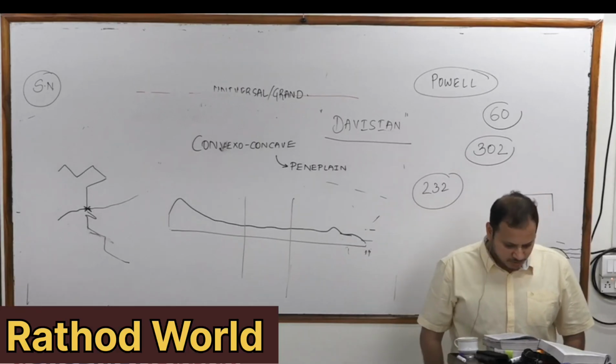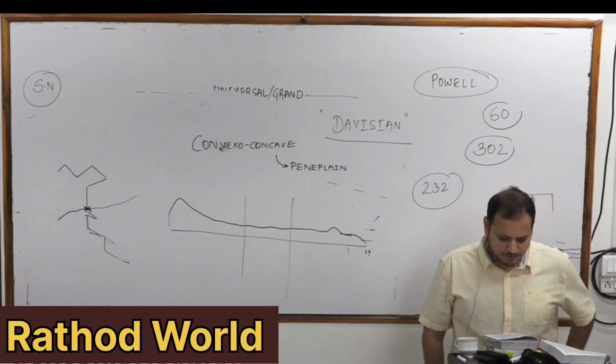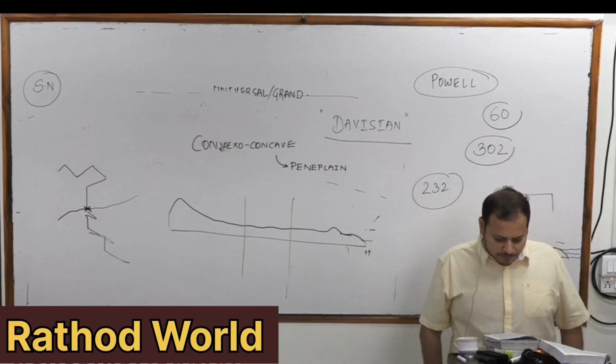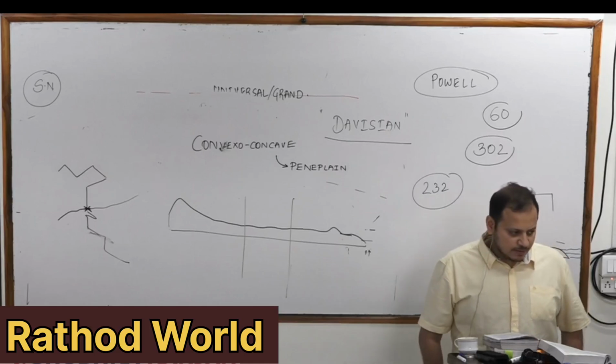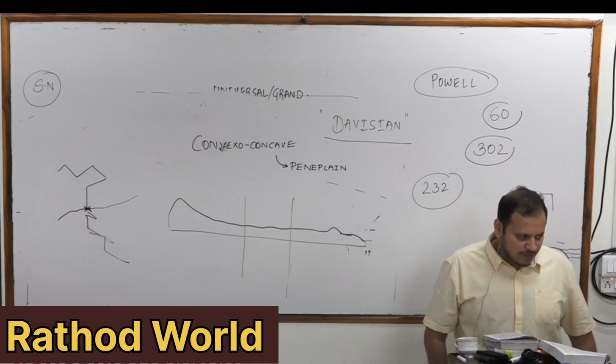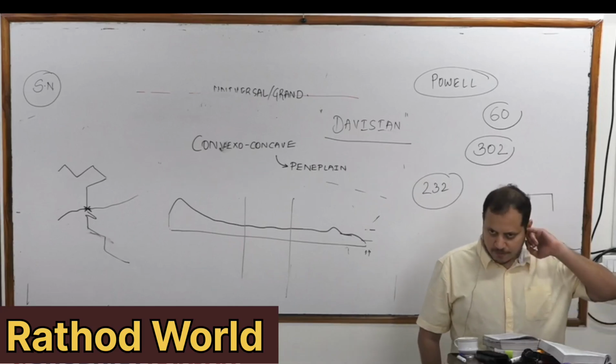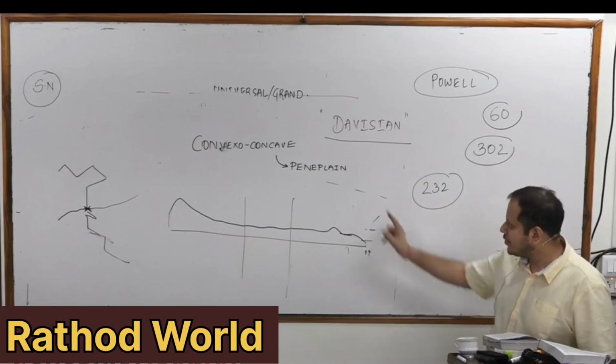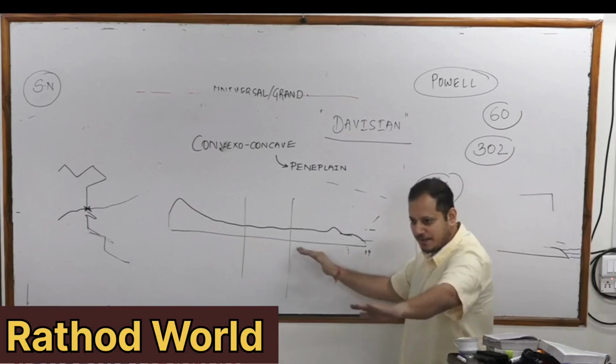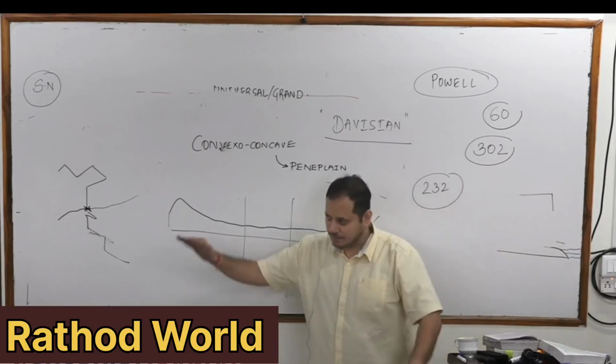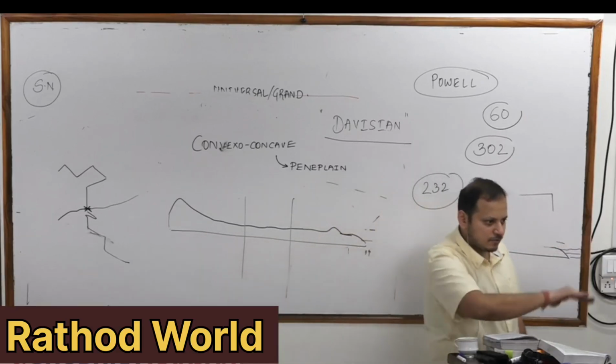The formation of a featureless flat peneplain. See, in geography, flat means convex or concave. No land can be flat. Fine? It will always be undulating. ऊपर नीचे होगा ही.